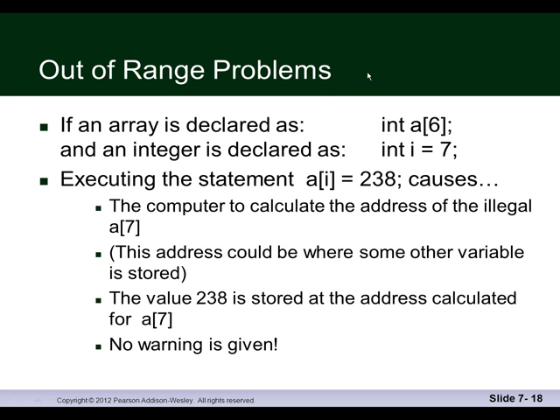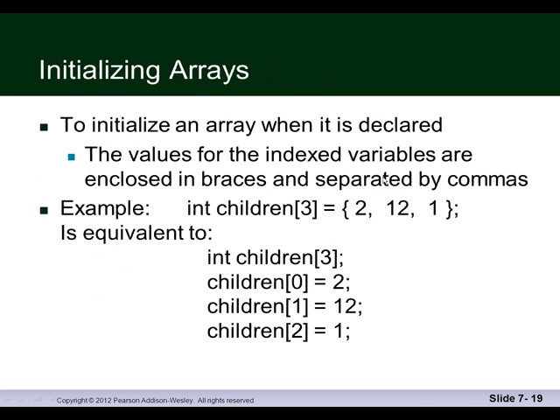So in this case we have int A[6]. We're creating 6 elements of integer, and then we have i equals 7. So what's going to happen here? A[i] equals 238. It's going to go to A7, even though I don't have A7 here, and put this value over there. Whatever is in A7, at that address, is going to be overwritten. It's not going to complain about it. So those are the things that we have to be careful about.